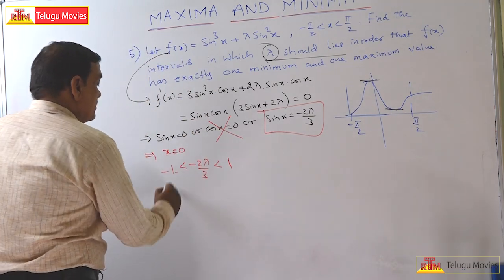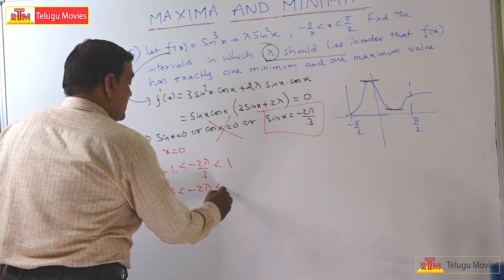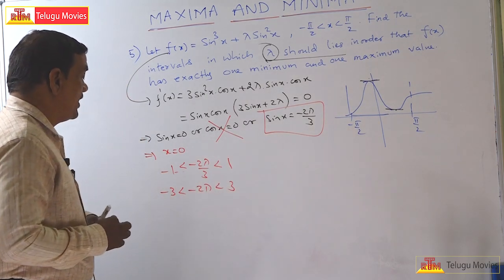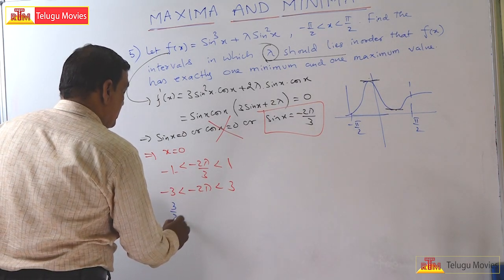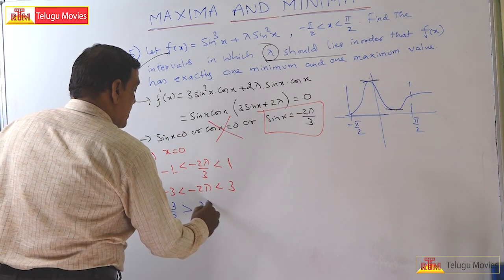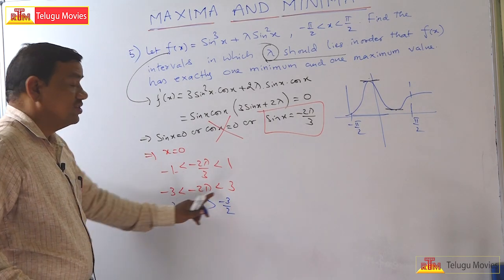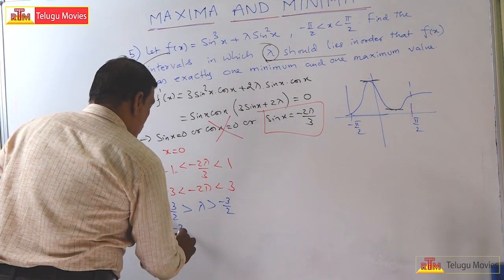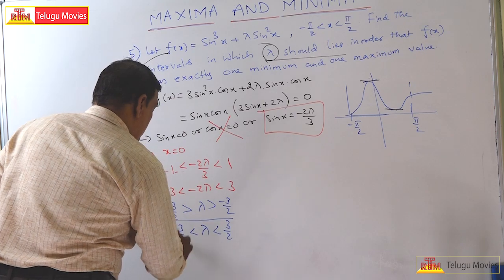From this, minus 3 is less than minus 2 lambda, which is less than 3. So divide by minus 2. What happens? Dividing by minus 2, this is 3 by 2 greater than lambda greater than minus 3 by 2. Since I am dividing by a negative number, the inequalities will reverse. So we can write minus 3 by 2 less than lambda less than 3 by 2. So this is the interval.